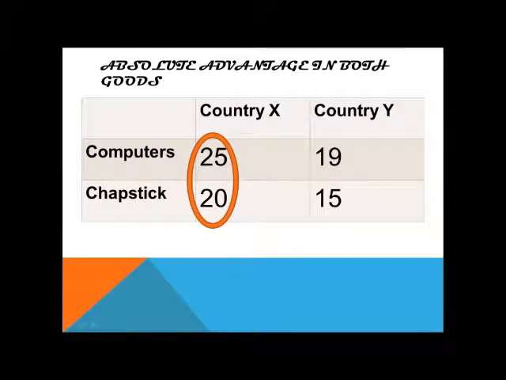However, it may just happen that country X has an absolute advantage in the production of both computers and chapstick. This leads us to the comparative advantage theory. This theory states that it is still beneficial for the two countries to trade despite the absolute advantage of production of both goods held by one country.